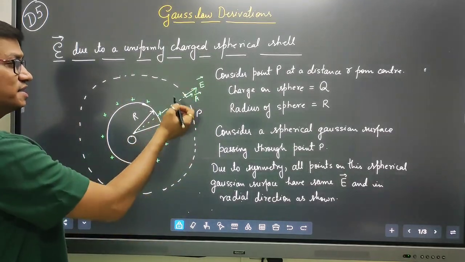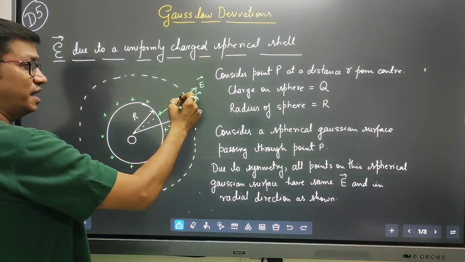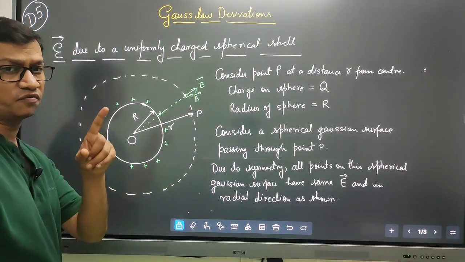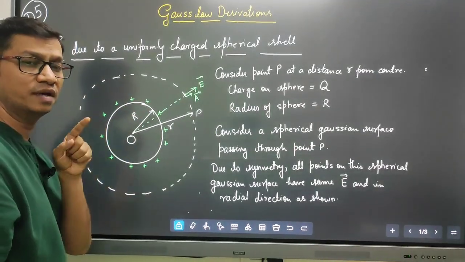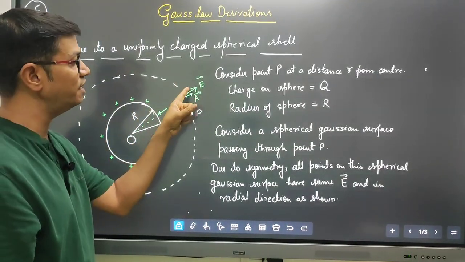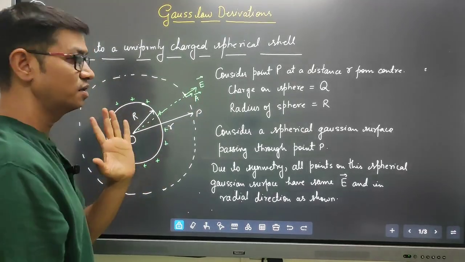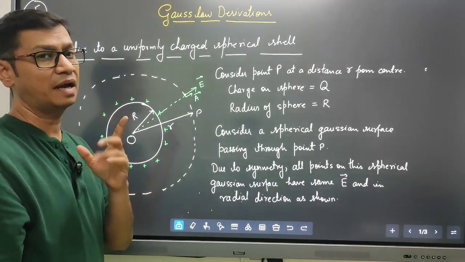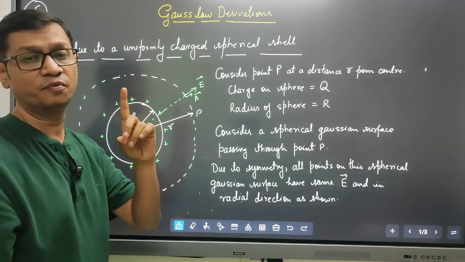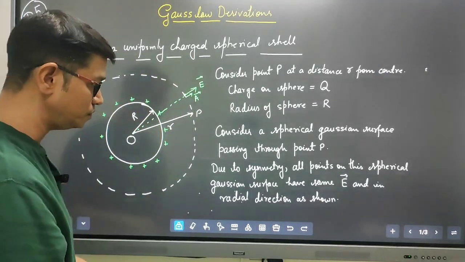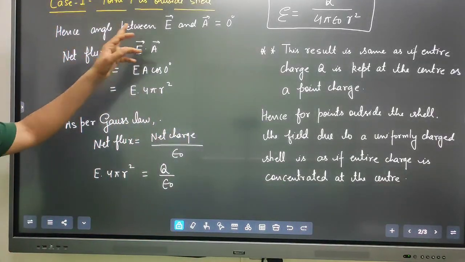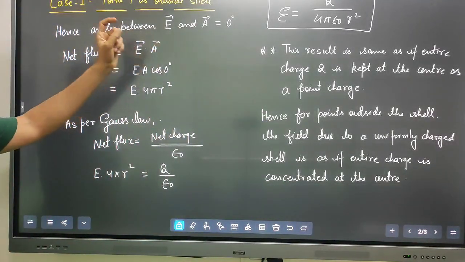So let's take the value as E, and the area vector at any point on this Gaussian surface is always normal to the surface. So the area vector will also be radially outwards. So in a nutshell, electric field and area vector everywhere will be parallel to each other. So the angle between electric field and area vector would be 0. Okay, so now let's move ahead.